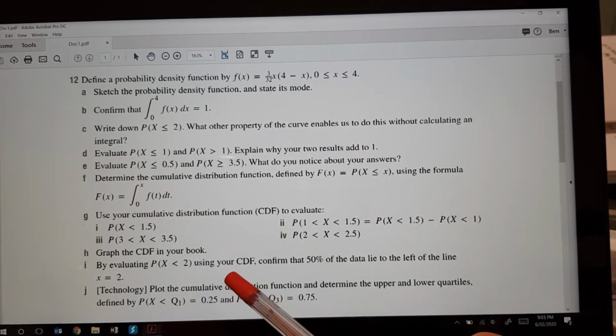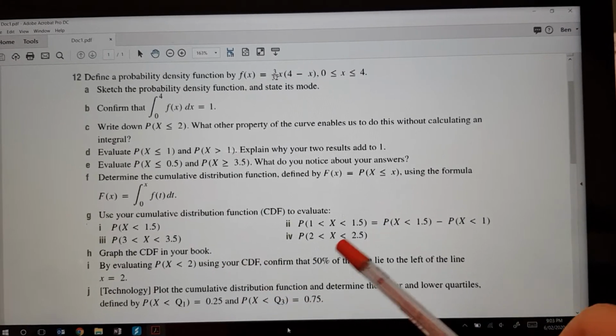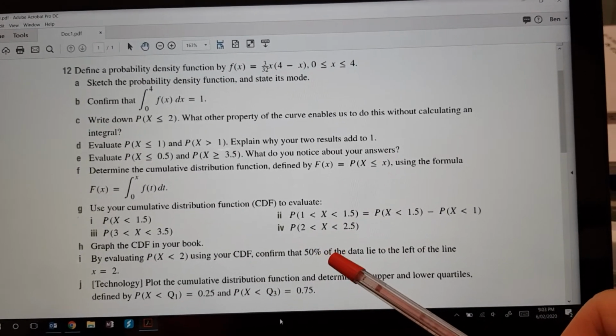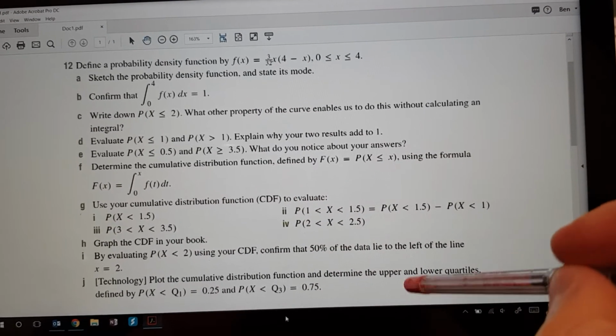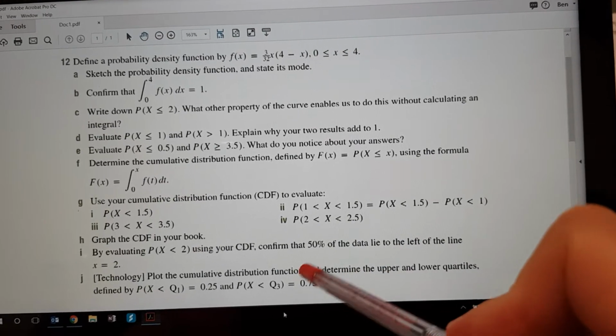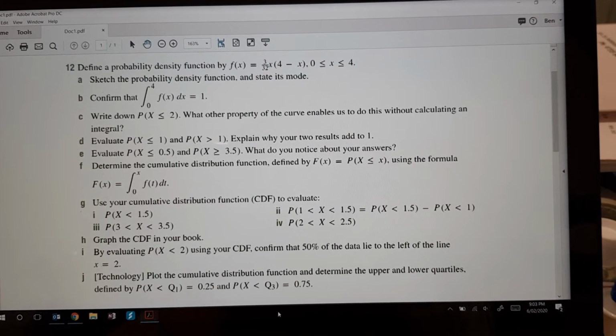And part I, evaluate P(x less than 2) using the CDF, and confirm that the 50% of the data, that is the Q2, is x equals 2. So that's the last question.